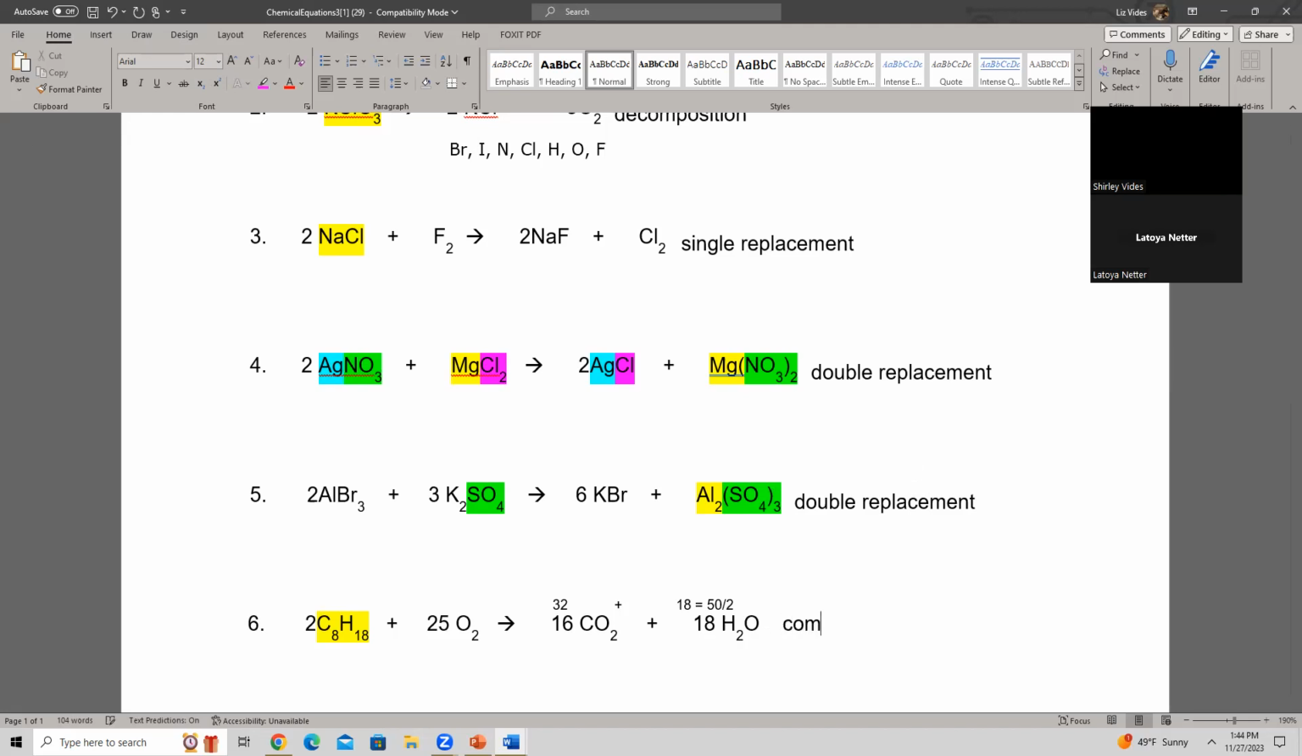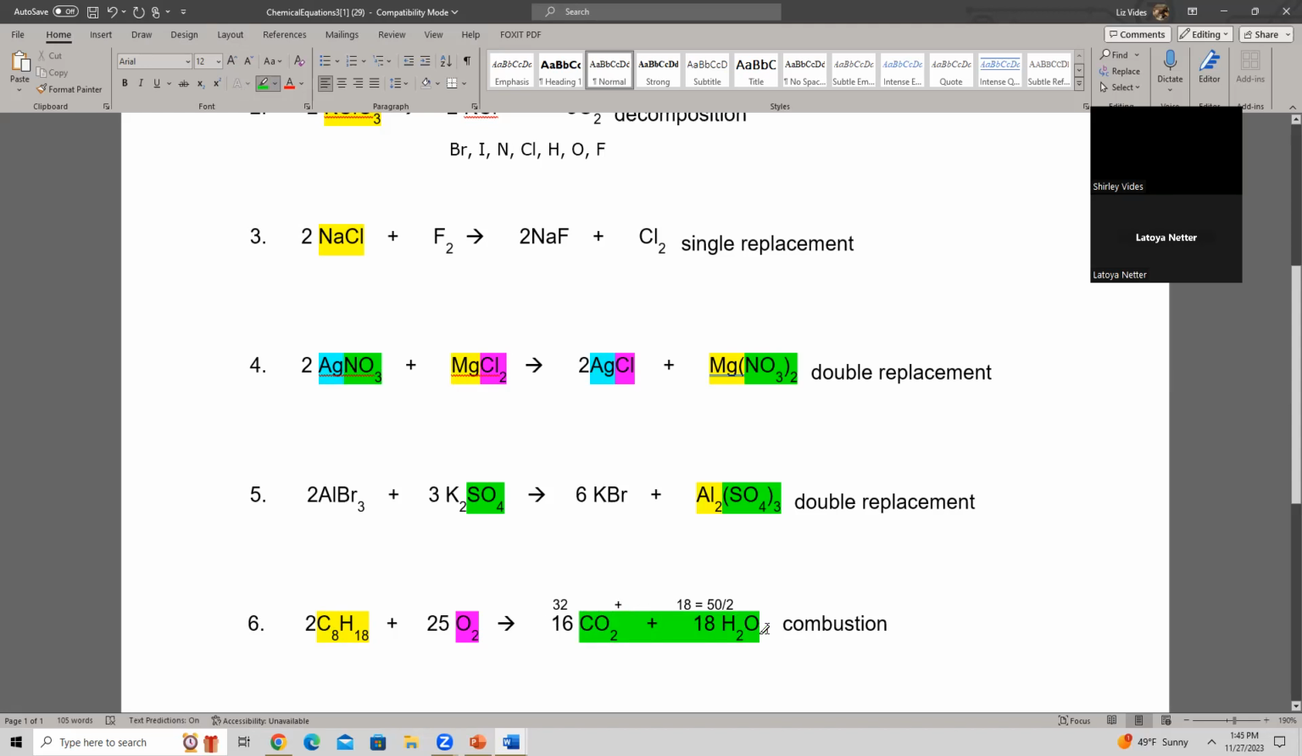No, this is a combustion. Oh, it's a combustion. Because, okay, so this is the key. Always look for oxygen in the reactants, and the products are always, and I mean always, there's never any other choice, carbon dioxide and water, if you have a hydrocarbon. So that's what you've got to look at.